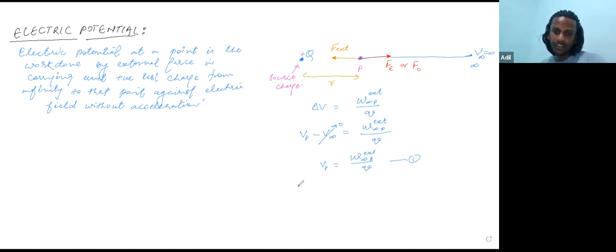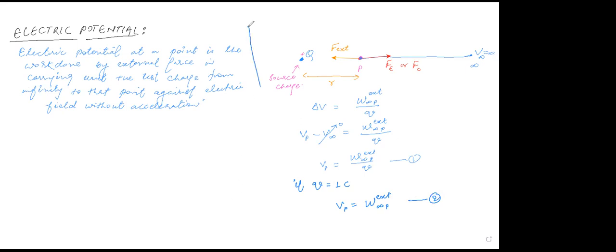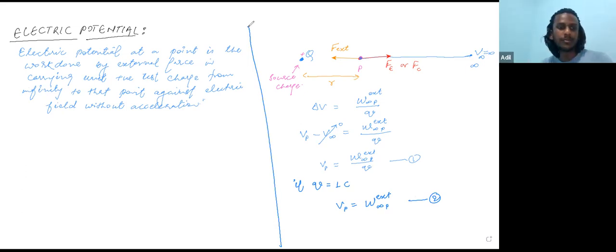And now what will happen if your value of Q is 1 coulomb? When you put Q equal to 1 coulomb, you get Vp is equal to W infinity to P external. Are you clear or not? This is your equation number 2. Are you clear till here? Yes, sir. Okay, good. Note it down, please.